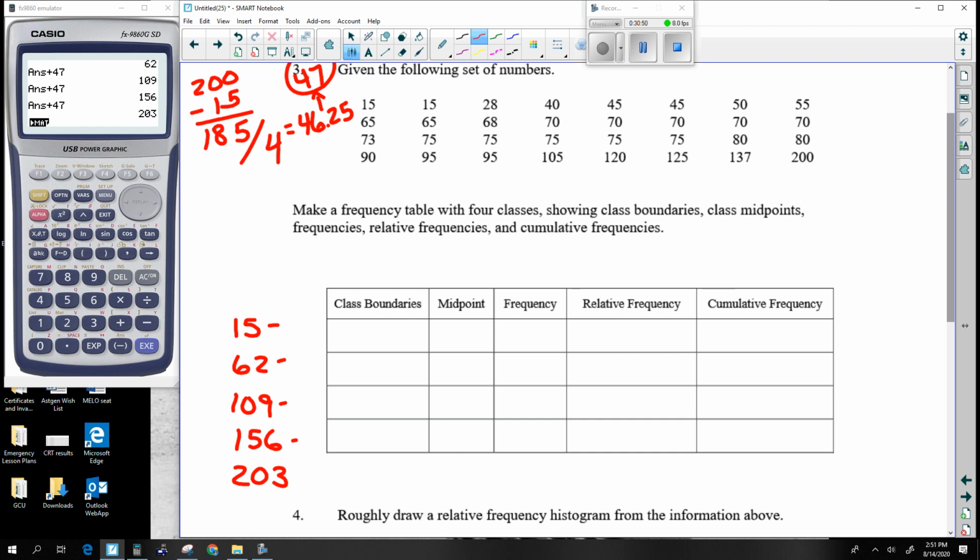So if the first category begins at 15 and goes to question mark, what is that question mark? Well, it's one less of where the next one begins. I see the next one begins at 62, so this first category would have to end at 61. The next one begins at 109, so this would be 108. 156, so that's 155. 203, so the last one ends at 202.